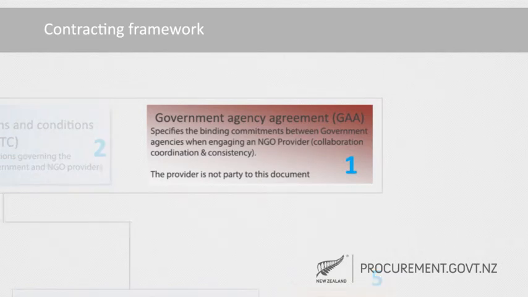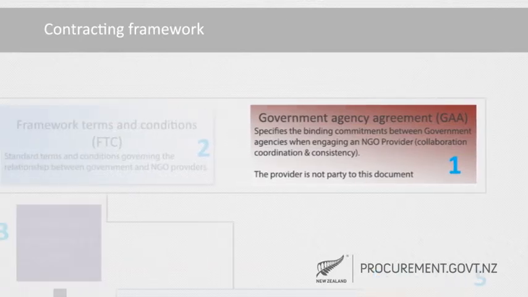It describes how agencies will work together when they contract with NGOs. Agencies agree to abide by this document whenever they enter into an agreement for social services. It's focused on agencies working together to contract with NGOs in a consistent and efficient manner. In this webinar, we'll go through the main parts of the Government Agency Agreement, explaining what they mean and what the obligations of the parties are.